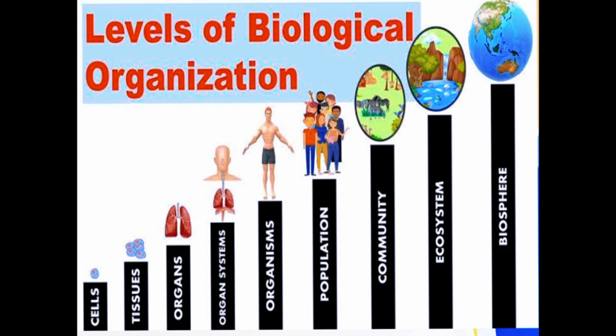Populations of organisms of the same species inhabit specific areas, interacting with each other and their environment. Communities consist of different populations living together in the same area, while ecosystems encompass both living organisms and their physical environment. Finally, the biosphere encompasses all ecosystems on Earth where life exists in various forms and interactions. This image visually represents the interconnectedness and hierarchical structure of life from the microscopic to the global scale.